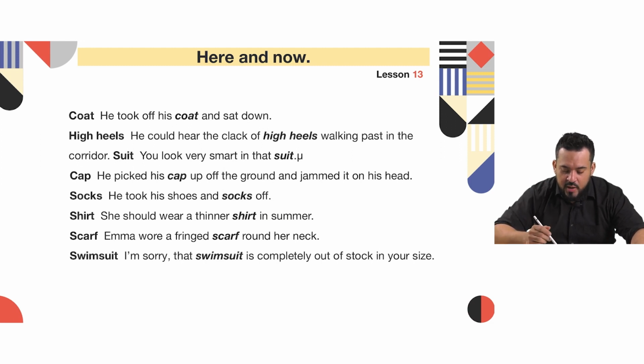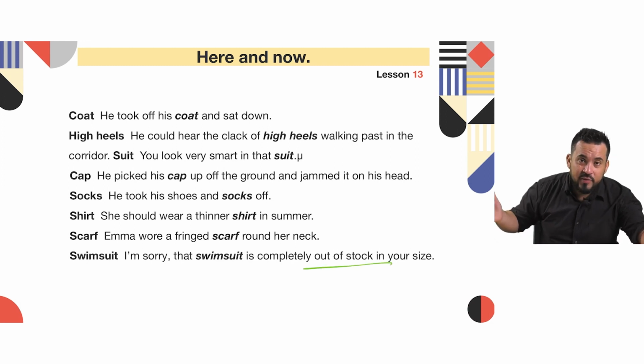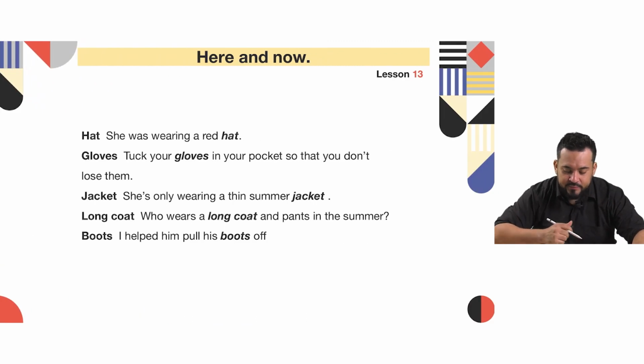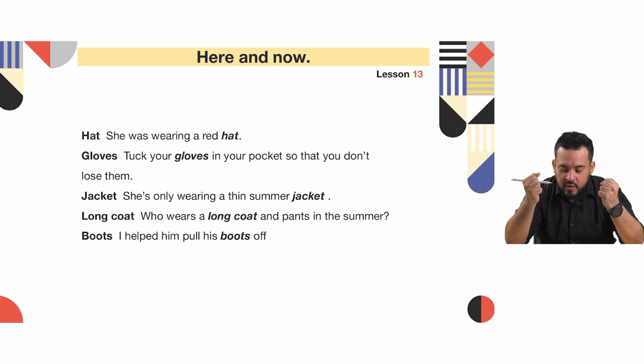Shirt. She should wear a thinner shirt in summer. Scarf. Emma wore a fringe scarf round her neck. Swimsuit. I'm sorry, that swimsuit is completely out of stock in your size. Out of stock, it means they don't have it. They don't have it at the store. Hat. She was wearing a red hat. Gloves. Tuck your gloves in your pocket so that you don't lose them.